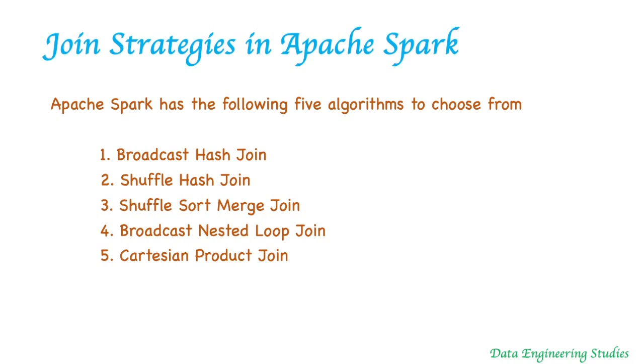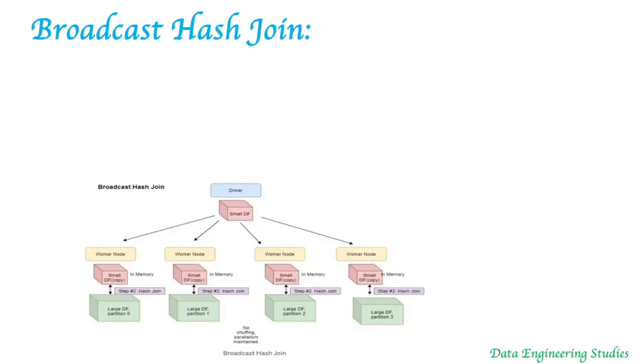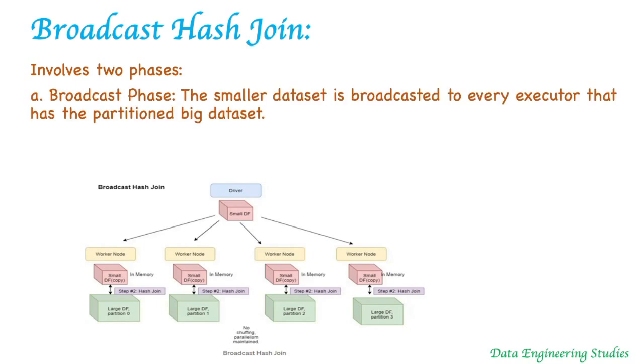Now let's see what is broadcast hash join. Broadcast hash join involves 2 phases. The first phase is broadcast phase. In the broadcast phase, small dataset is broadcasted to every executor that has the big dataset.